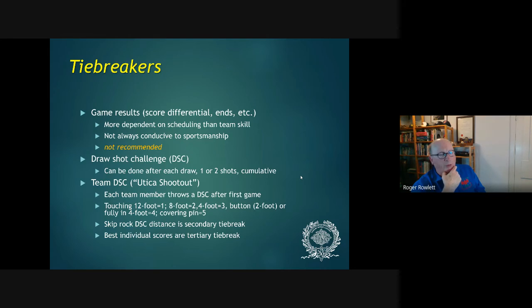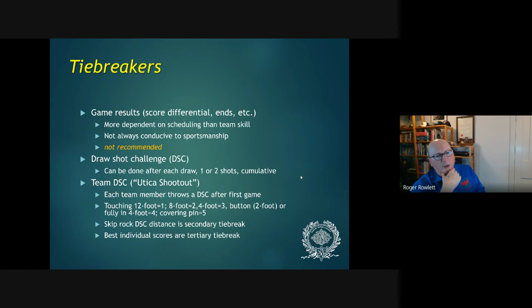And the scoring is really simple. If your rock touches the 12-foot, you score 1 point. If your rock touches the 8-foot, you score 2. 4-foot, 3. If you're fully within the 4-foot or touching a 2-foot button, that's 4 points. If you're covering the pin, that's 5 points. And then your team DSC is just the sum of all those points.